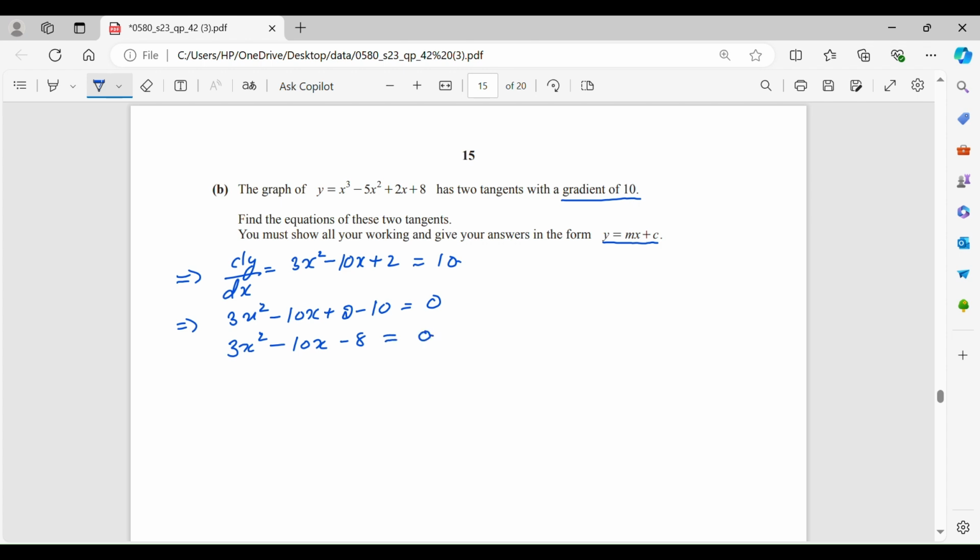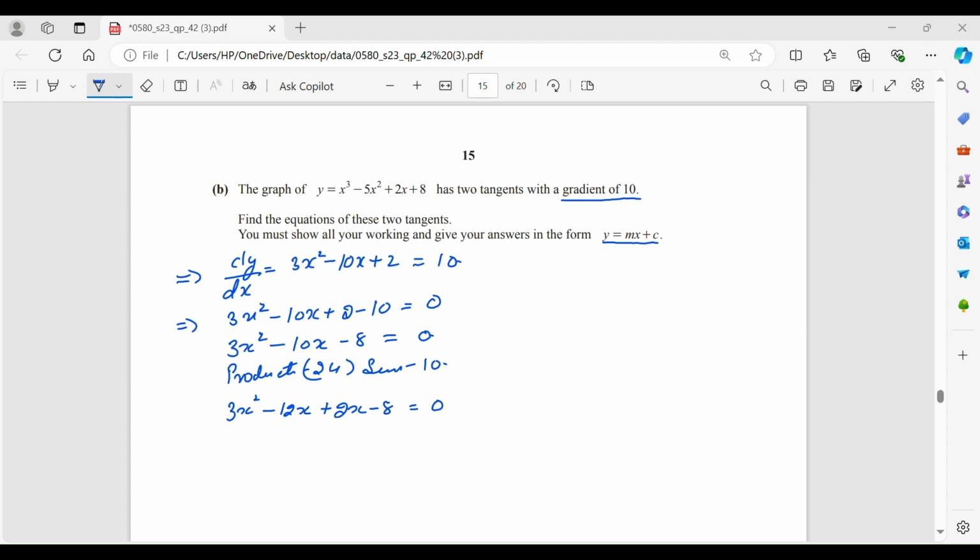So we will use the sum and product method. So product will be -24 and sum will be -10. So we will take the factors of 24, that is 12 and 2. So that will be 3x square minus 12x plus 2x minus 8. This will be equal to 0, right?